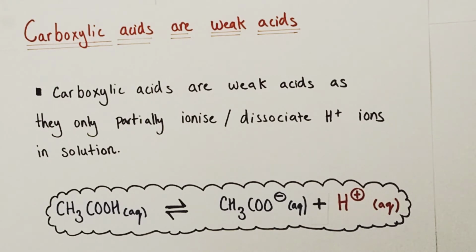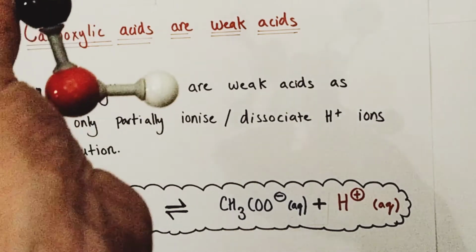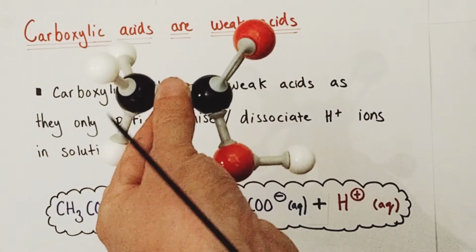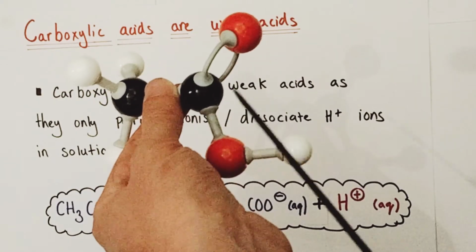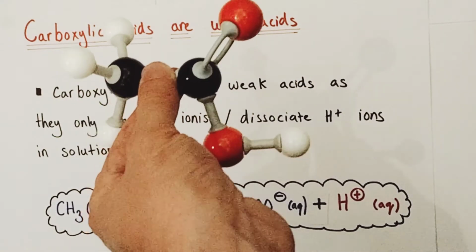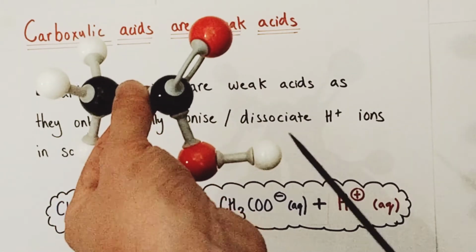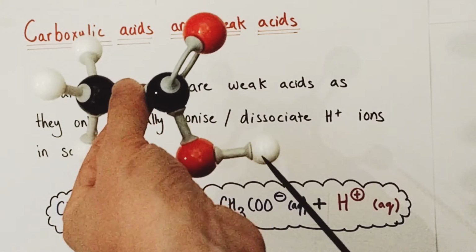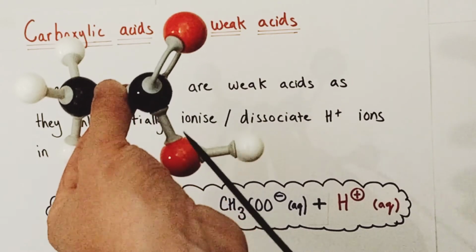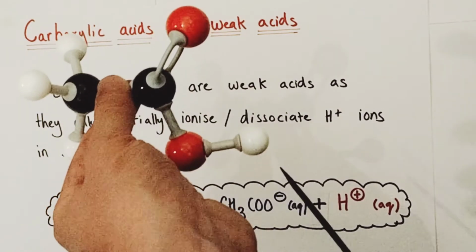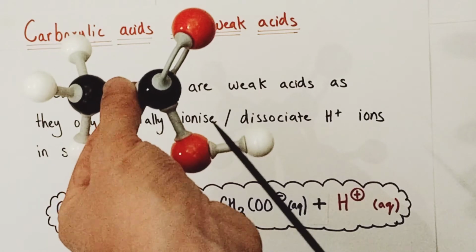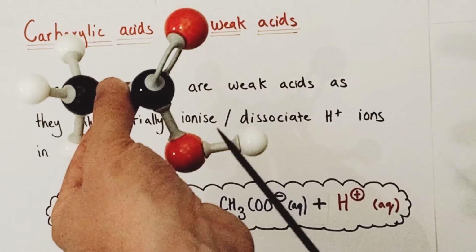Now, in the case of ethanoic acid, I'm going to use a molymod kit model to illustrate where the hydrogen ion actually comes from in that molecule. So here's my molecule of ethanoic acid, CH3C double bond O OH, and the hydrogen ion dissociates, breaks away from the rest of the molecule at this point here. It's the OH group of the COOH functional group which generates the hydrogen ion for carboxylic acids like ethanoic acid.